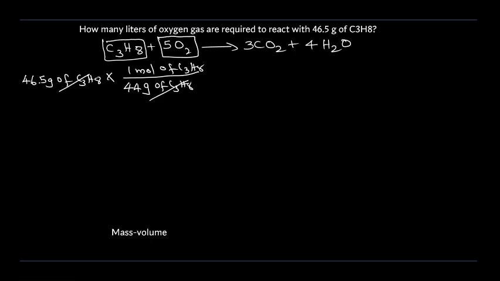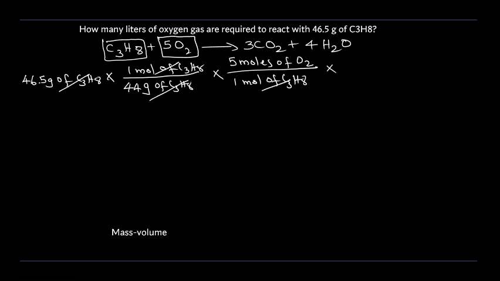And now I can connect the moles of propane with our equation. So 1 mole of propane, the mole ratio, corresponds to 5 moles of oxygen from the balanced chemical equation. So I can cancel moles of propane and moles of propane. And they are asking for the volume, so I don't need the moles of oxygen.